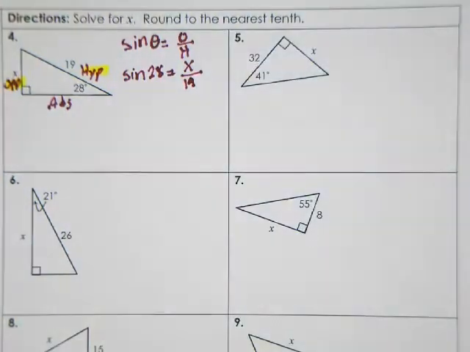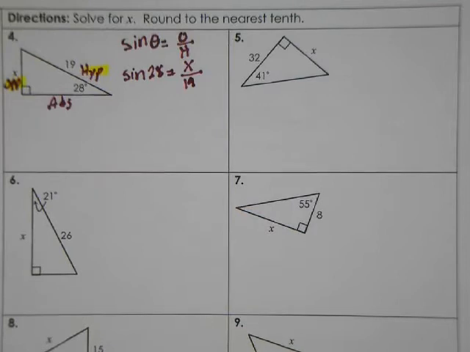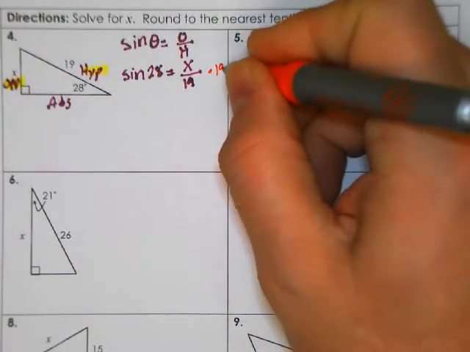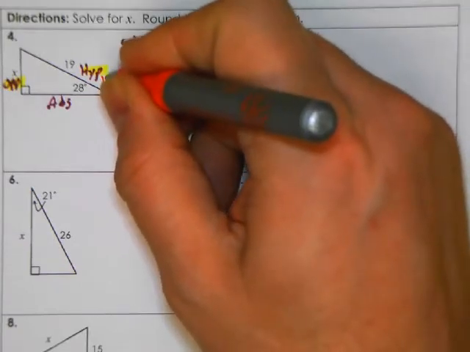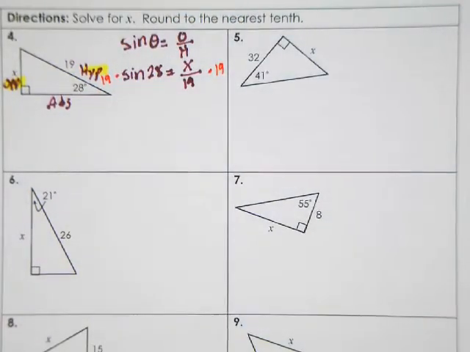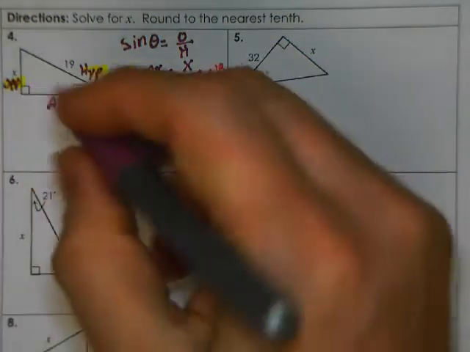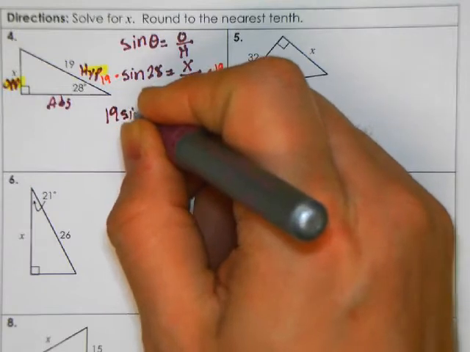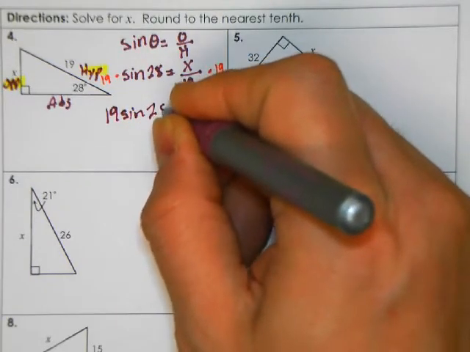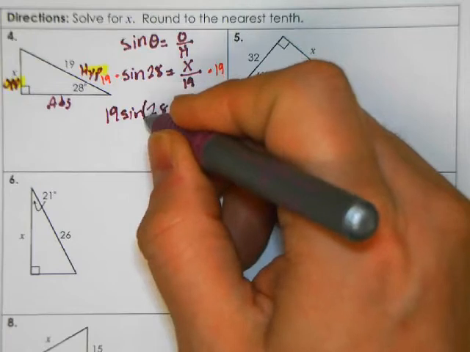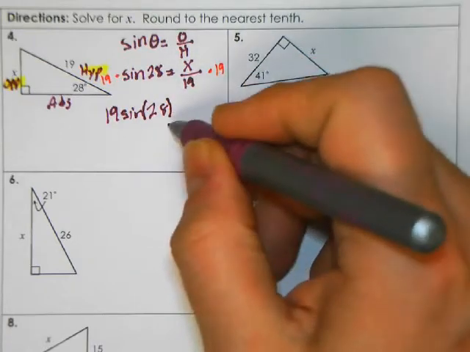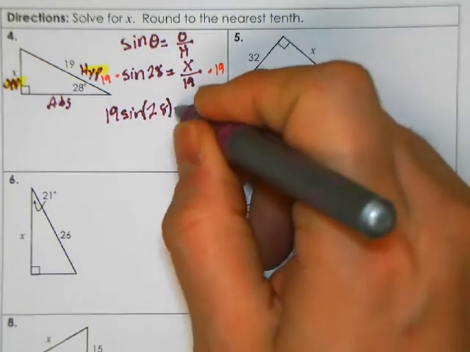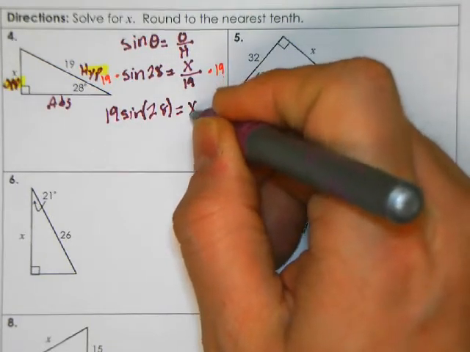Well, to get the 19 out of the denominator and get x by itself, the algebra says multiply both sides by 19. So that's what I'm going to do. Multiply both sides by 19, and I'm going to get 19 times the sine of 28. Sometimes people will put the angle in parentheses to show that it's not something outside of sine like the 19 is. And we'd say it's equal to x.